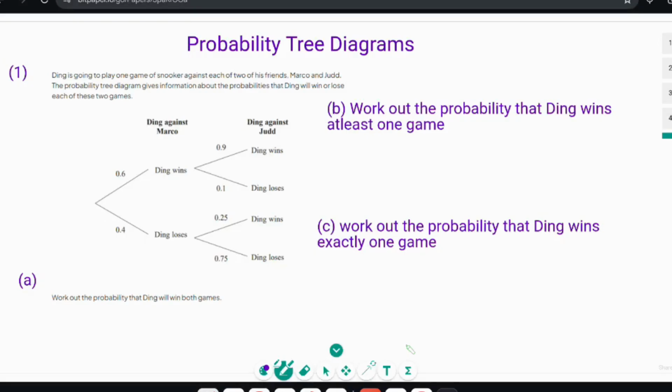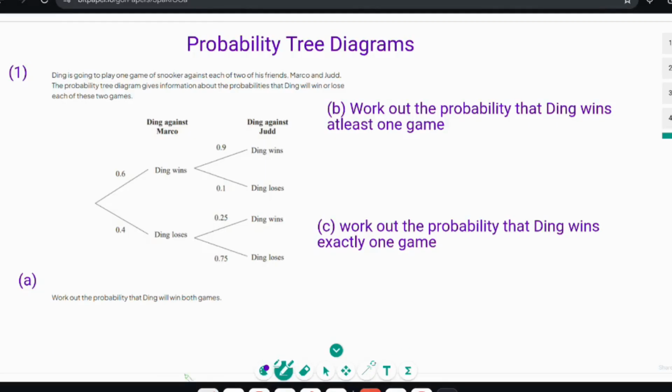Okay, probability tree diagrams. Let's just look at a couple of examples together and then have a go at some yourself. Ding is going to play one game of snooker against each of his two friends, Marco and Judd. The probability tree diagram gives information about the probabilities that Ding will win or lose.